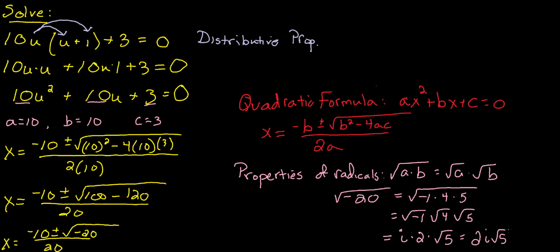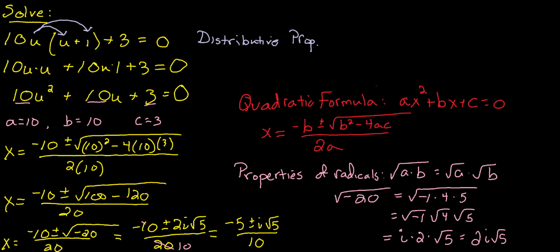So if I try to simplify this a bit more, I've got negative 10 plus or minus 2i square root of 5 all over 20. And I could factor out a 2 of that numerator and cancel. So if I do that, I'm going to have negative 5 plus or minus i square root of 5 all over 10. And the reason for that maneuver is I factored out a 2. And if I do that in the bottom, I better do that in the top.